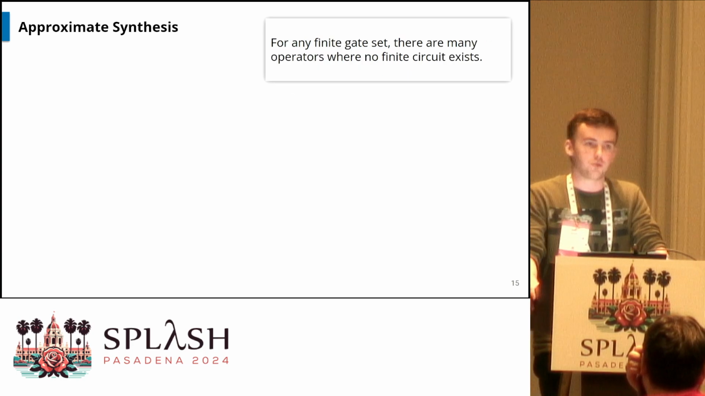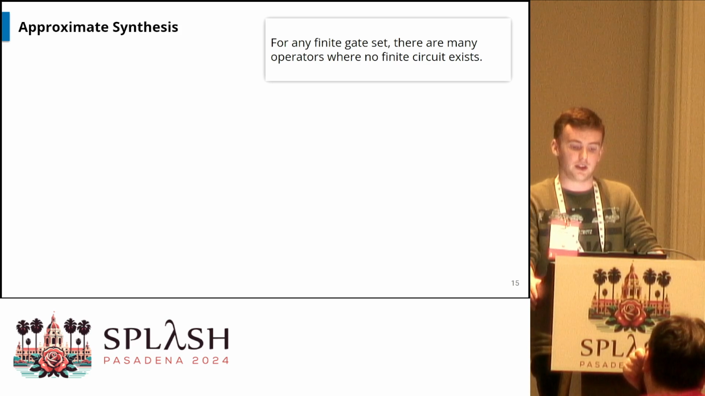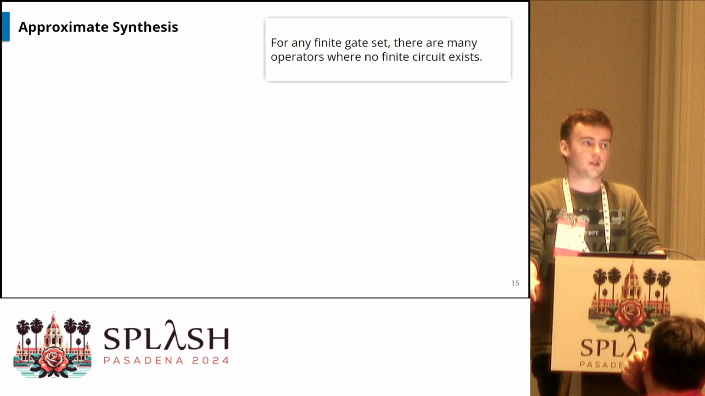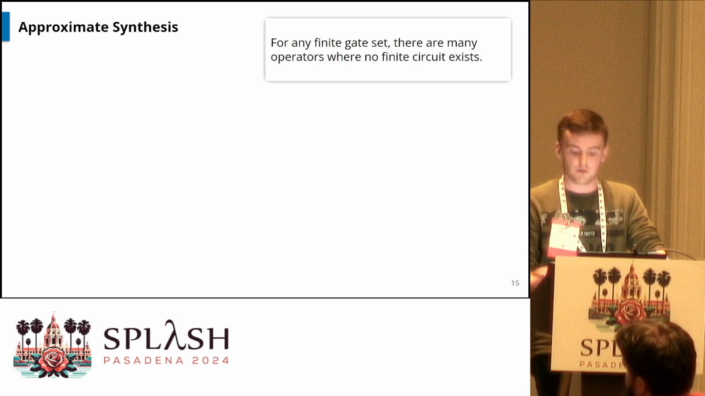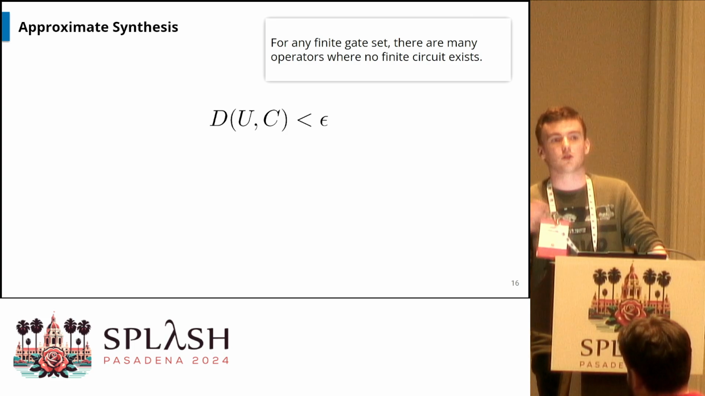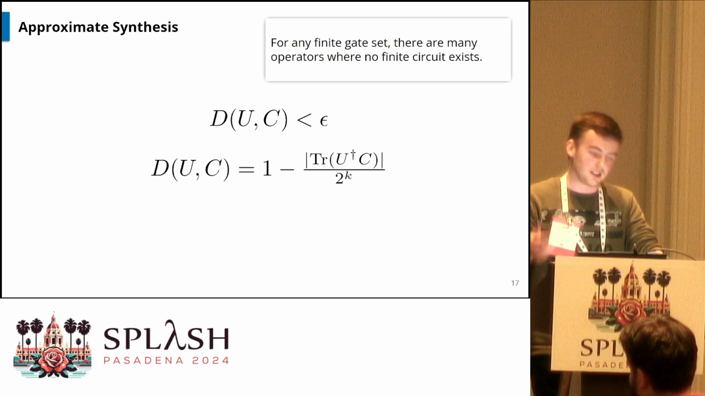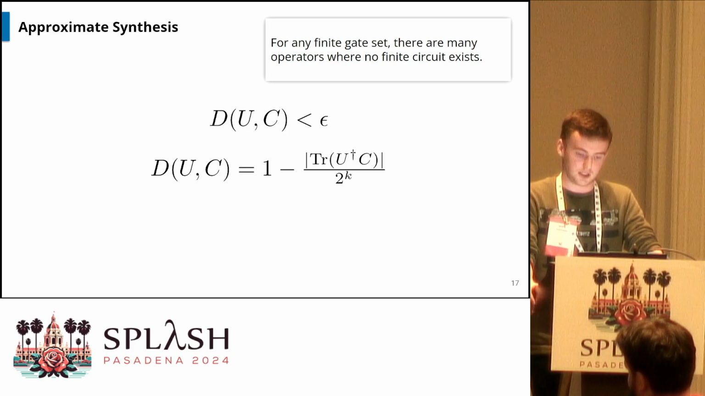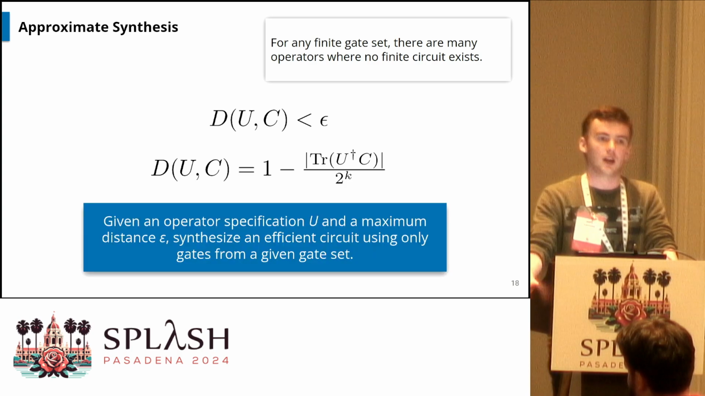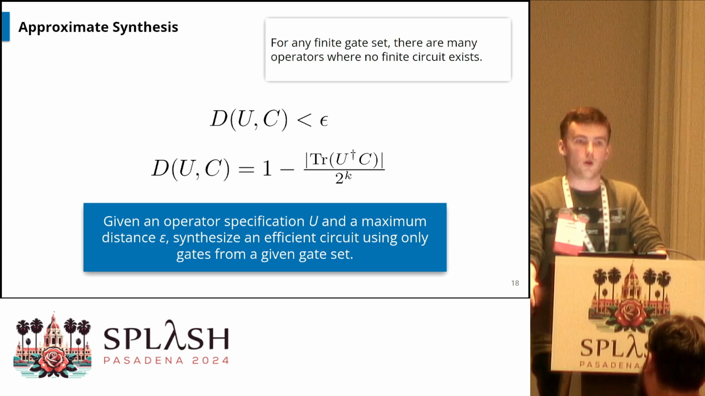The first one is approximate synthesis. Because you only have a finite gate set, there are infinitely many operators for which you cannot find a finite circuit that implements them. The way to approach this is to approximately implement them, allowing for some distance that is not 0, but can be up to epsilon. For those that are interested, this distance metric is usually related to the Hilbert-Schmidt distance, but what it is exactly isn't important for this talk. So adding this first element to our problem statement, we're now not only given an operator specification U, but also a maximum distance epsilon.